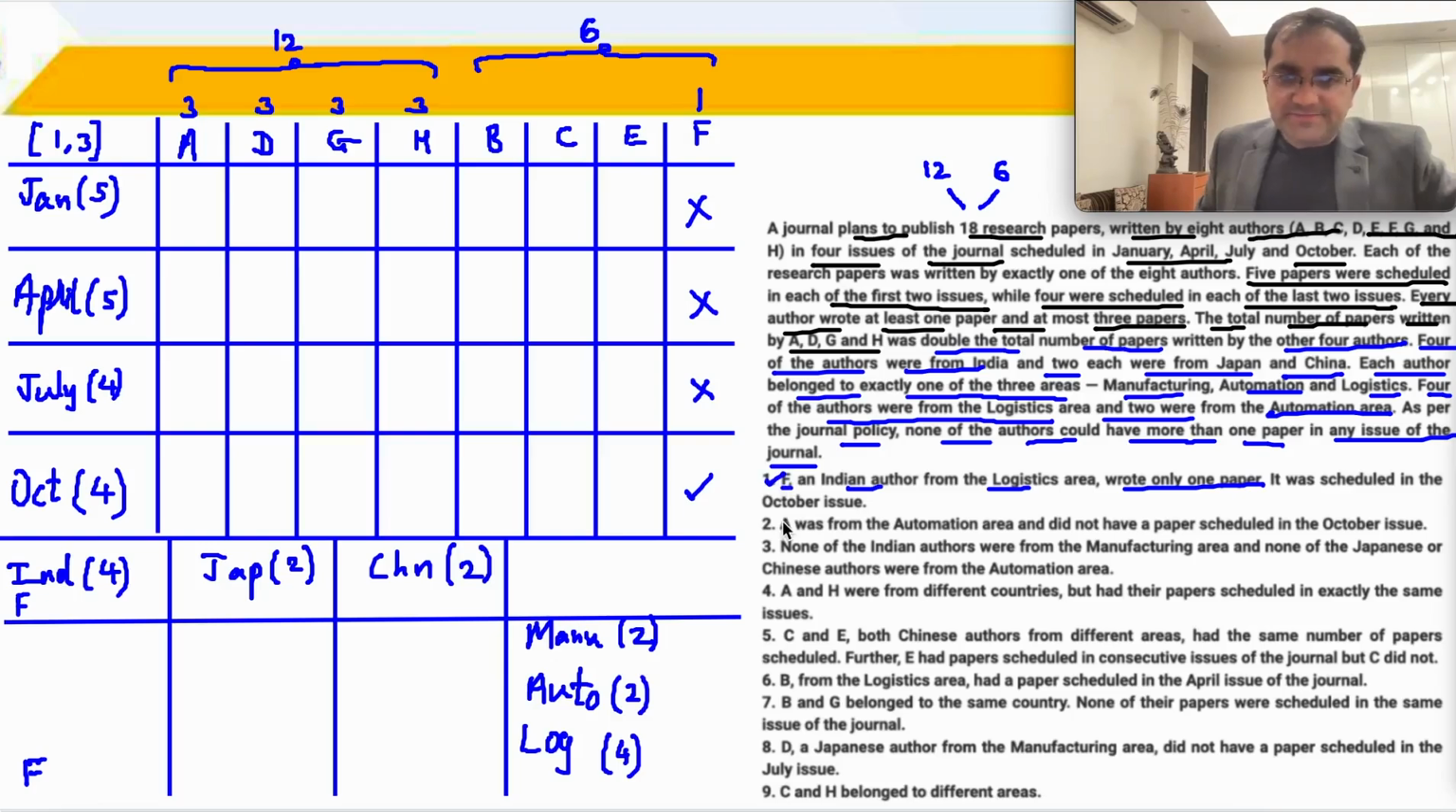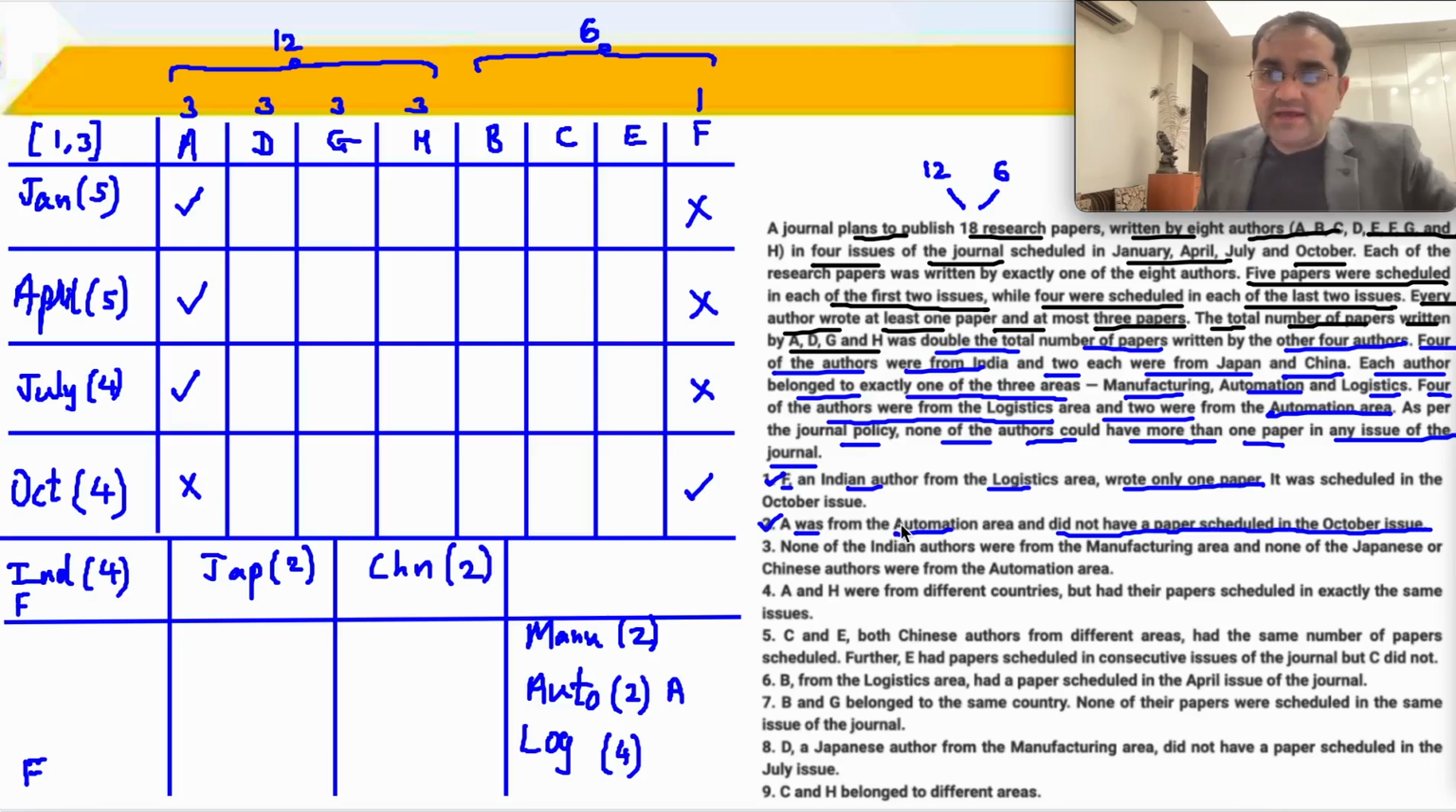First point is done. A was from automation and did not have a paper in October. So if A is not publishing a paper in October and A is publishing 3 papers, that has to be in the other 3 months. A is done. We don't know which country A is from.